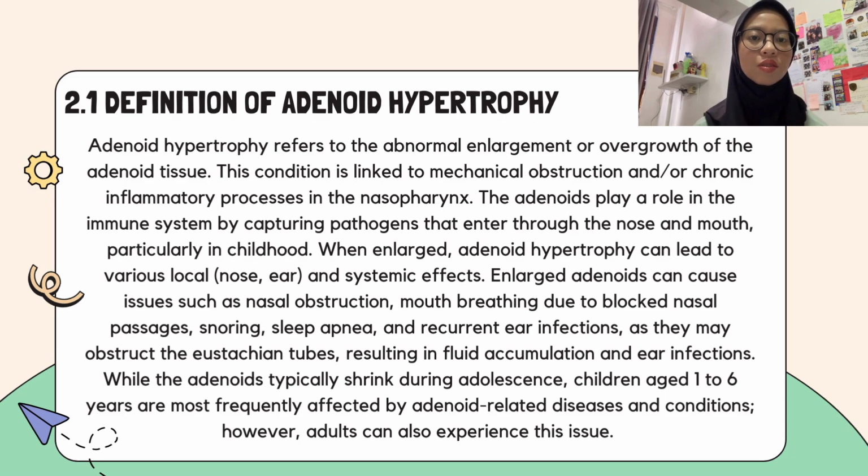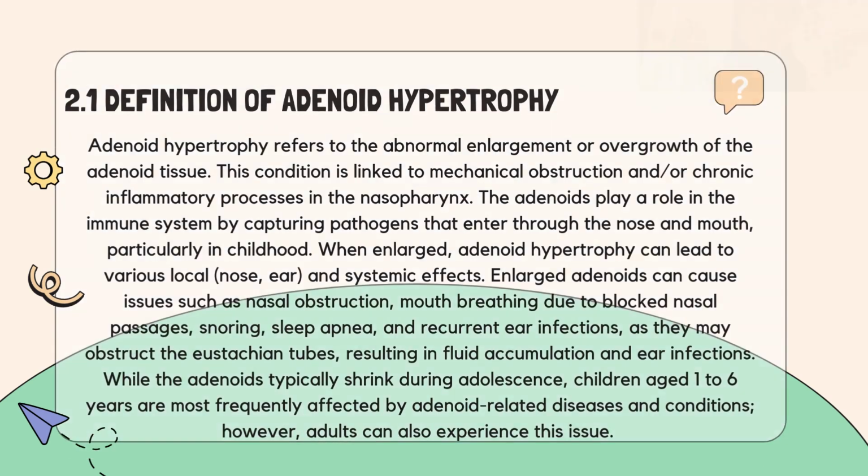Enlarged adenoids can cause issues such as nasal obstruction, mouth breathing due to blocked nasal passage, snoring, sleep apnea, and recurrent ear infection, as they may obstruct the eustachian tubes, resulting in fluid accumulation and ear infection. While the adenoid typically shrinks during adolescence, children aged 1 to 6 years are most frequently affected by adenoid-related disease and conditions. However, adults can also experience this issue.